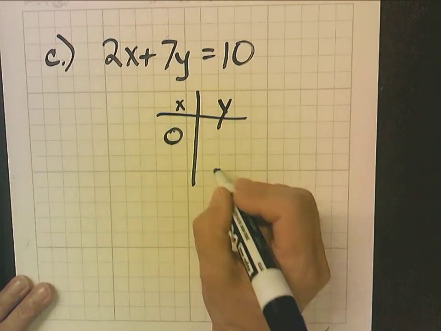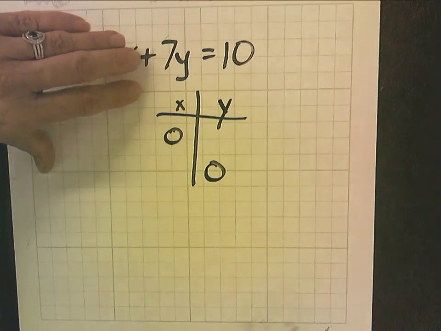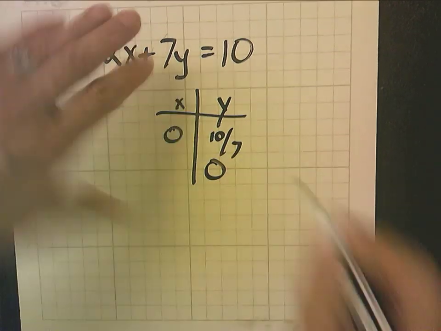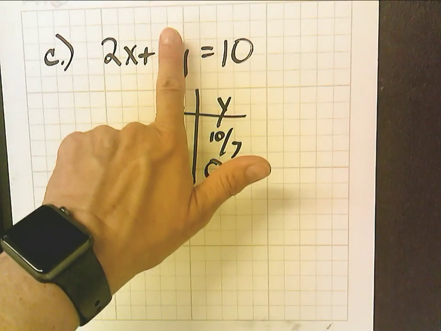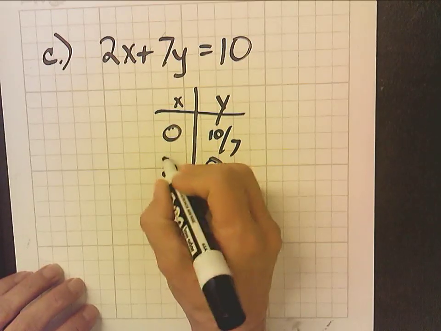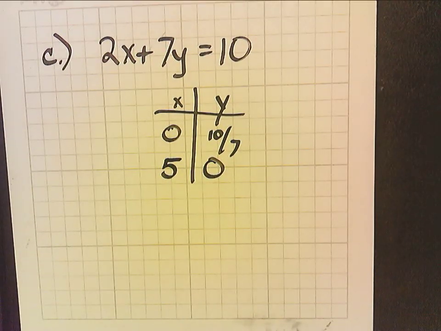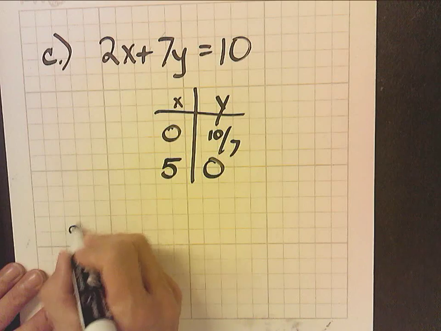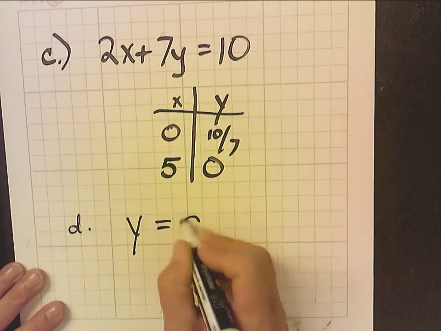First I let x equal 0 to find the y-intercept, which is 10/7. Then I'm going to let y equal 0, so 2x equals 10, and the x-intercept is 5. And then finally, D, y equals 9.